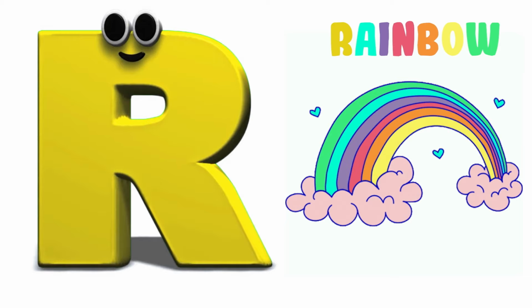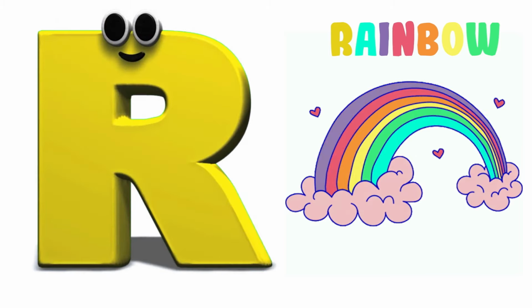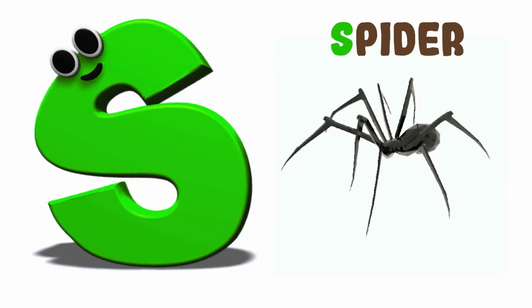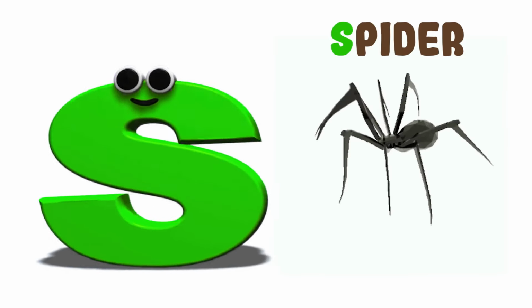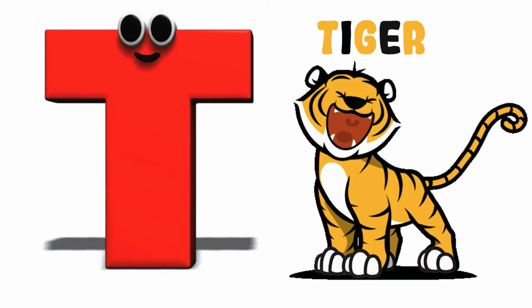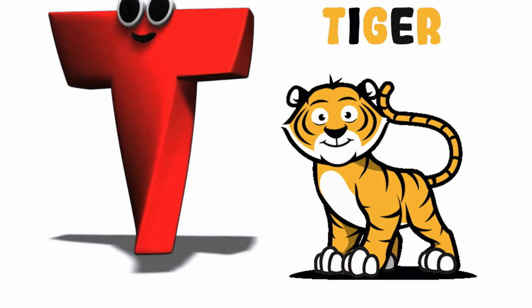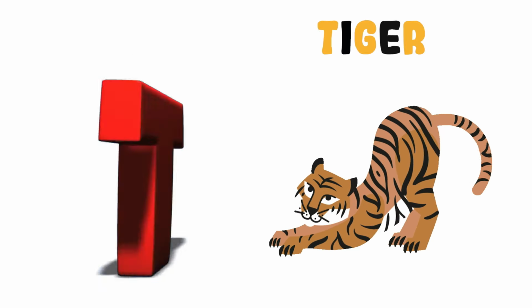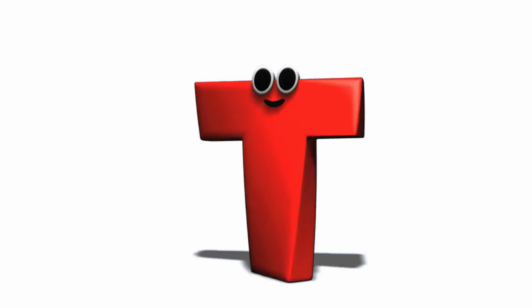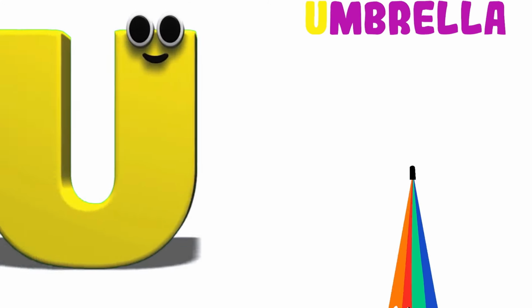R is for rainbow, rainbow. S is for spider, spider. T is for tiger, tiger. U is for umbrella.